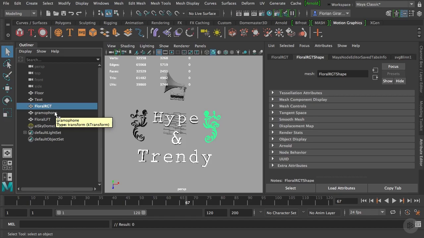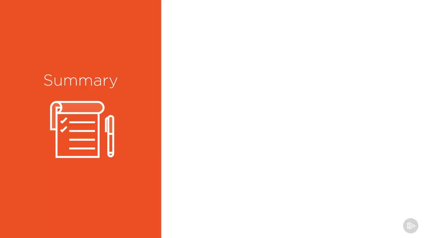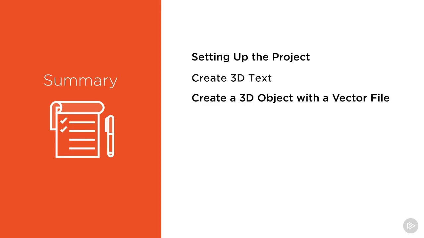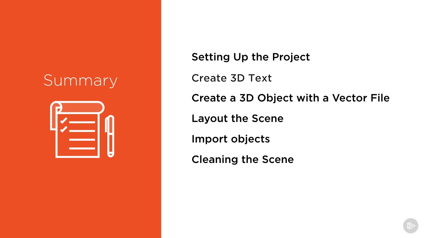But before ending this module, let's have a quick recap of what we learned. We started this course by setting up the project settings. Then we learned how to create a 3D text using the type tool. We added bevels and subdivisions to make sure it will render properly and work well with Mesh. We created a 3D object using a vector path from Illustrator and the SVG tool in Maya. We took some time to lay out the shots properly and import an OBJ object. We then cleaned the scene and prepared everything for Mesh. In the next module, we will animate crazy effects with Mesh. I'm pretty excited about it, so see you there.